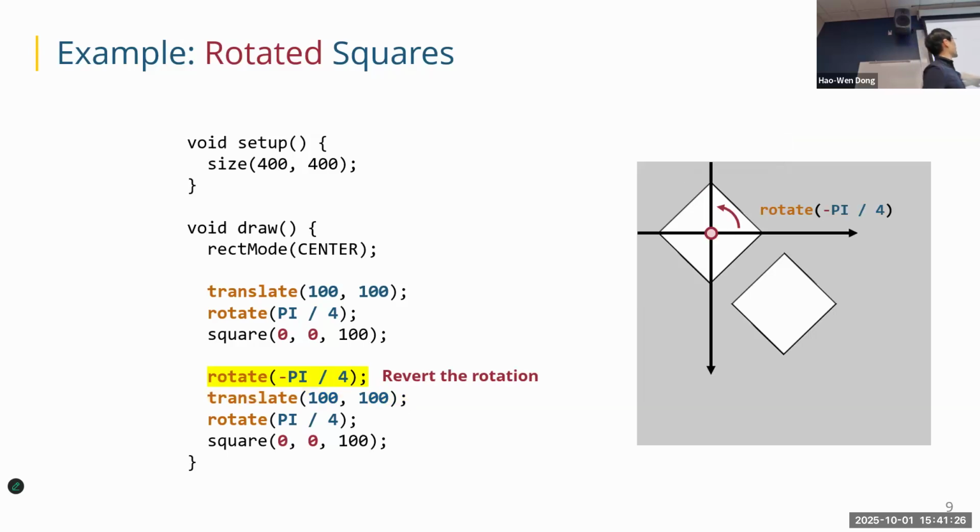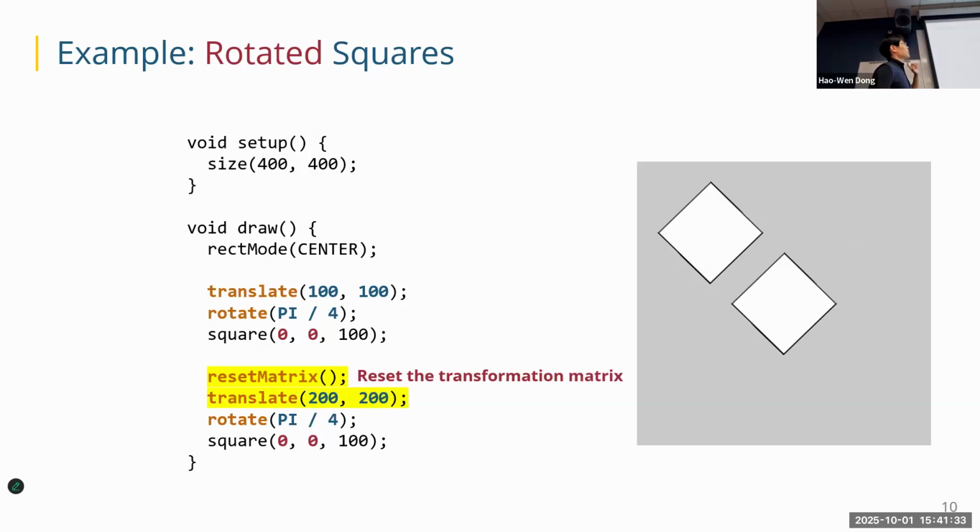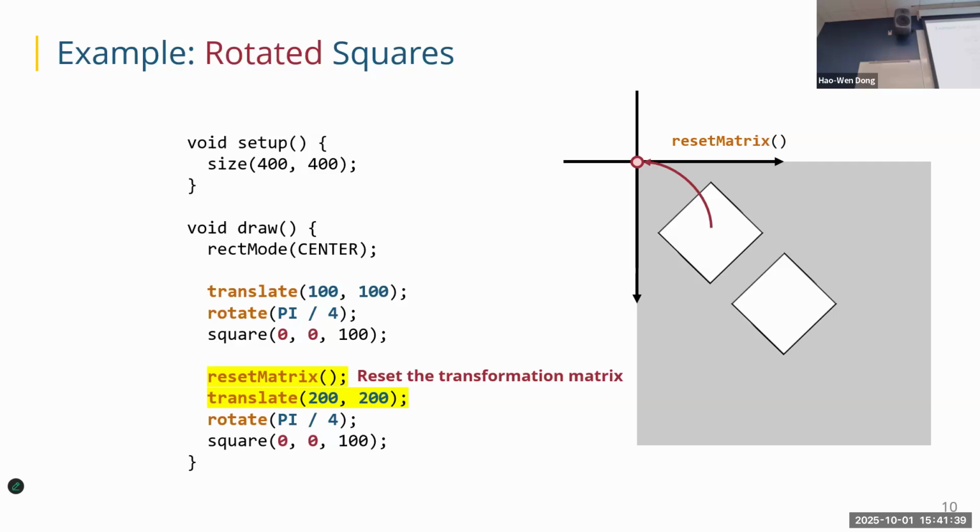So you can rotate back to revert the rotation, but more elegantly, what you can do is just to do this reset matrix. So whenever you do reset matrix, it will just turn whatever axis you are at all the way back to the original matrix. So once you do reset matrix, now if you want to draw something here, then you just return to the original matrix and you do the new translate and rotate thing. So that's the whole idea of transformation matrix.